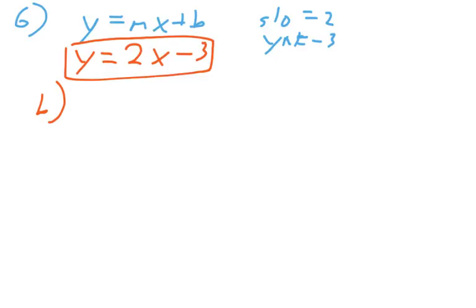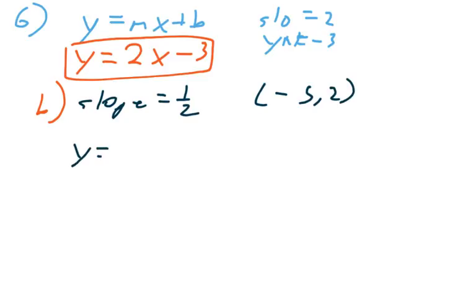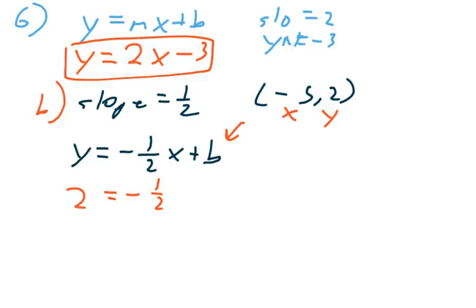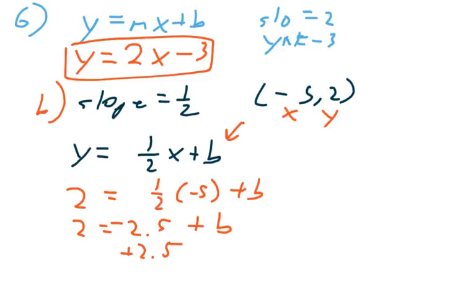In part B, they told you the slope is equal to negative 1/2, and they tell you that you have a point at negative 5, 2. So because they gave you the slope, we know y equals negative 1/2 x plus b. We still need to find out what b is. So in order to do that, I'm going to plug this in for x and y. 2 equals negative 1/2 times negative 5, plus b. 2 equals 2.5 plus b. I'm sorry, I don't know why I have one negative there. So this should have been negative 2.5 plus b. And when I add 2.5, I get 4.5 equals b.